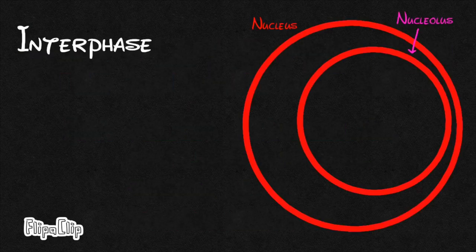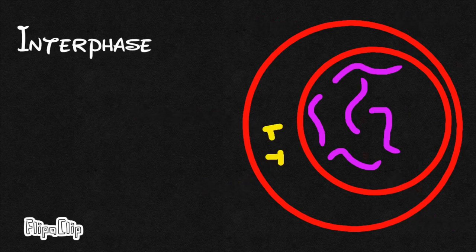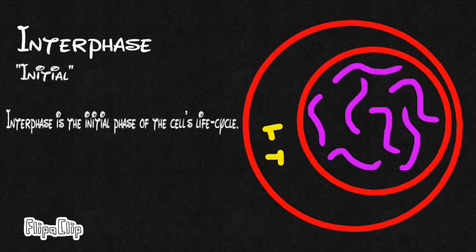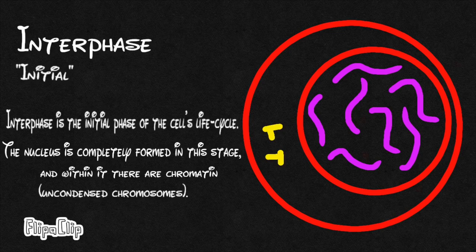The first phase of the cell cycle is called interphase. This is where the cell spends the majority of its time. In this phase, cells just do normal cellular functions. Interphase is divided into three parts: G1, S stage, and G2.